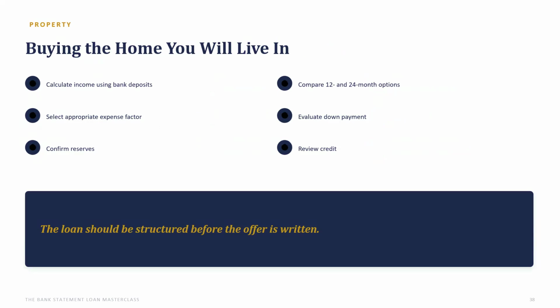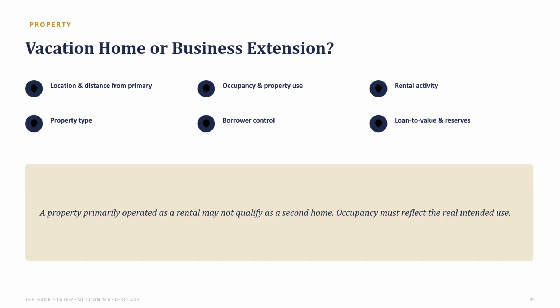Buying the home you'll live in: calculate income using bank deposits. Select the appropriate expense factor. We want to confirm the reserves. Compare 12 and 24-month options. Evaluate down payment. Review credit. The loan should be structured before the offer is written. It's imperative on any type of loan. We want to make sure all that's lined up and you're comfortable.